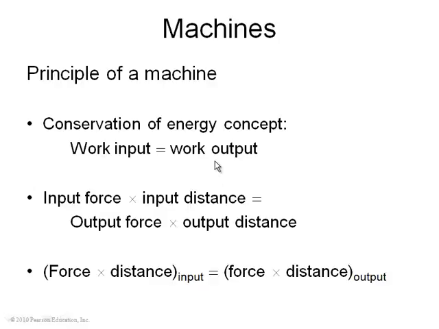Okay, so this is the principle of a machine, that the work input equals the work output. So you put some work into the machine, and then the machine does some work. And the way you can multiply forces is, your input force times your input distance equals your output force times your output distance. So that's an equation that you need to know.